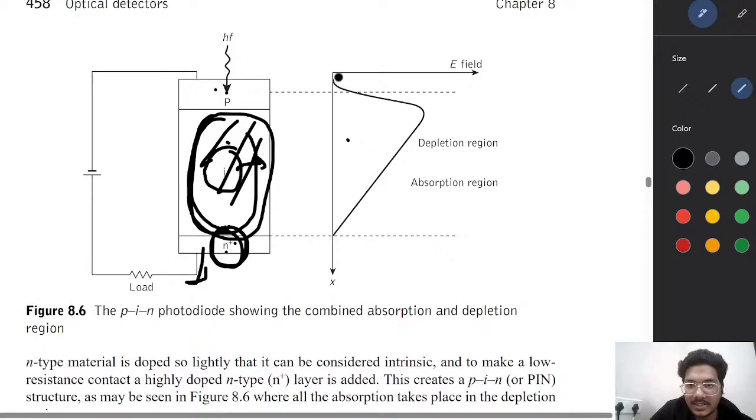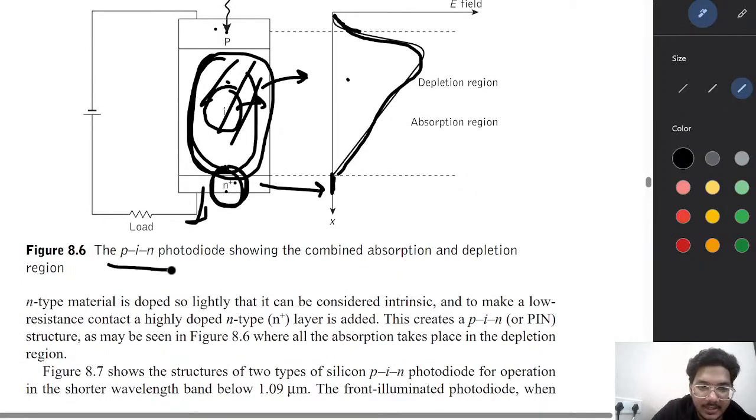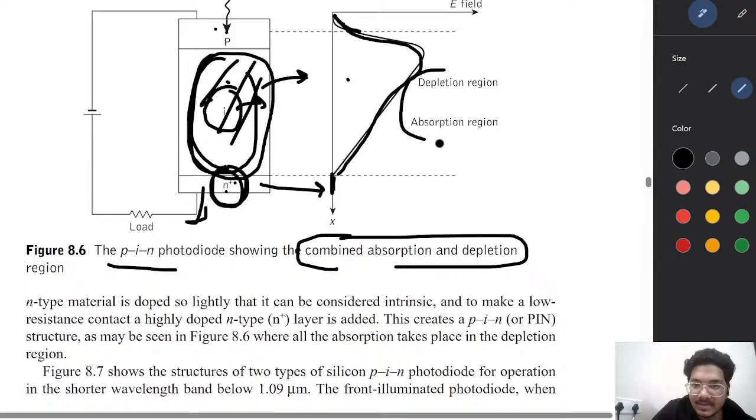As we see in the electric field graph, the P region has a little bit at the start, but in the intrinsic region we see a strong electric field in the depletion and absorption layer, and there is a negligible or no strong electric field in the N region, which is highly doped. So the PN diode shows combined absorption and depletion region.